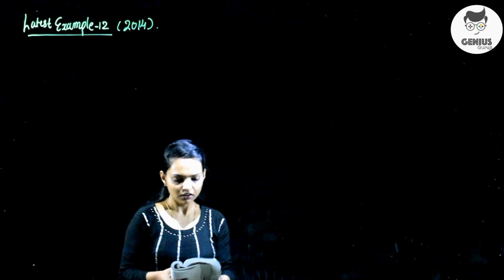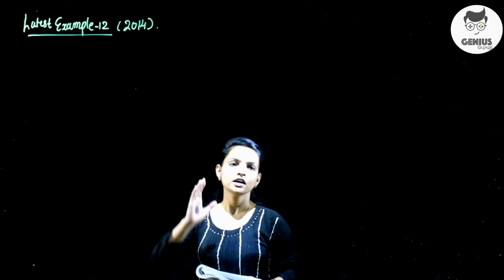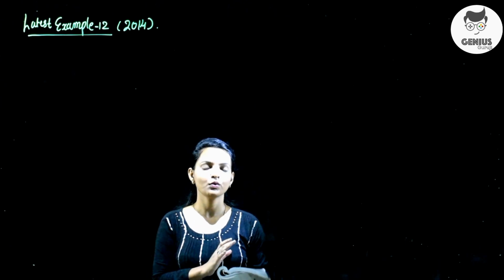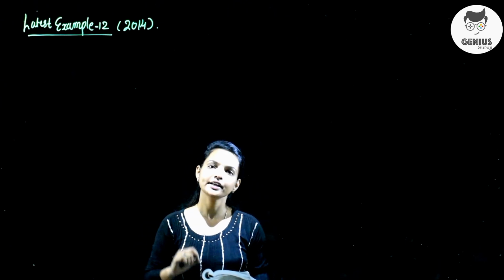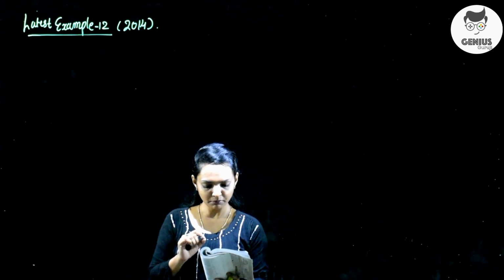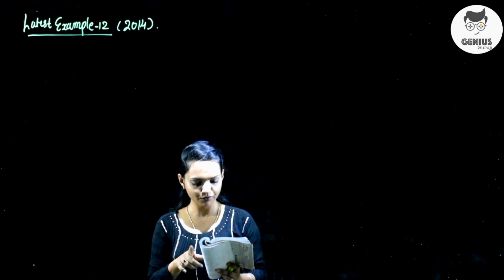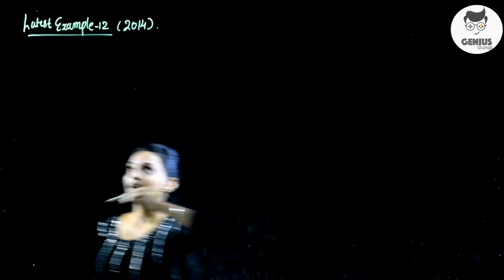Now see your information. Balance sheet of Sneha Limited is provided. Assets and liabilities are provided, but in additional information they are giving us some important information. First is sales, second one is gross profit, and third one is net profit.